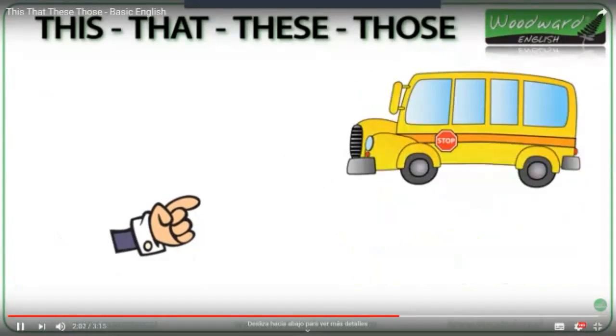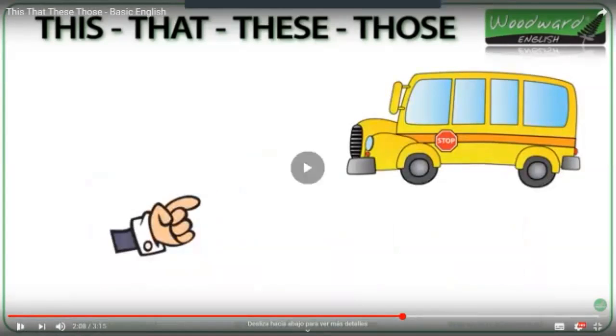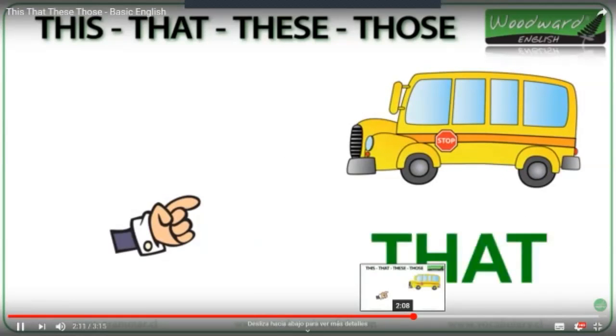How about here? Which one do you use, Manuel? It's only one. Is it far or near? Far. Then which one do you use there? We use that. Singular, that. And far. These, that. This, that. All right, let's repeat.